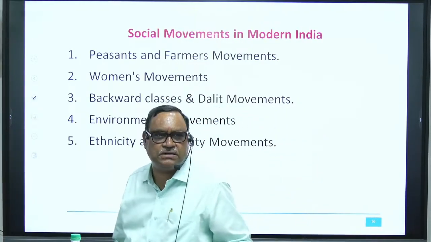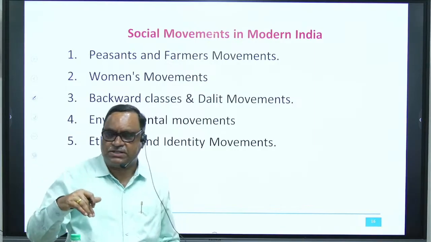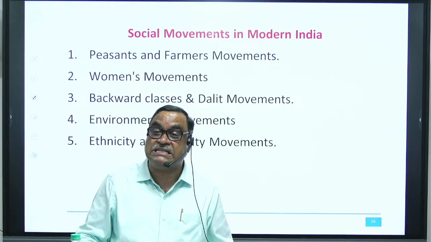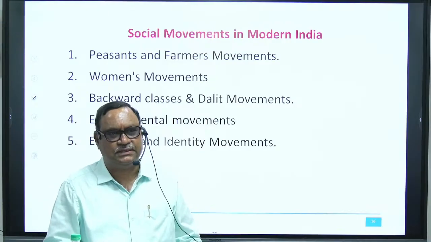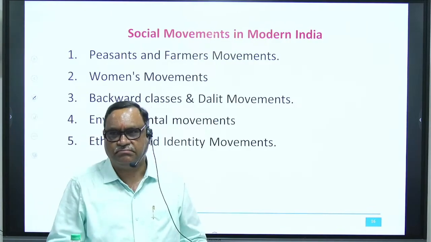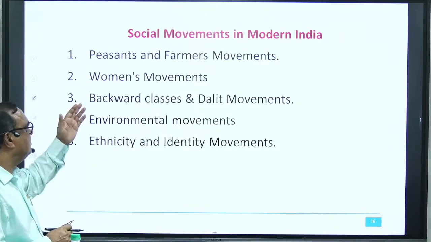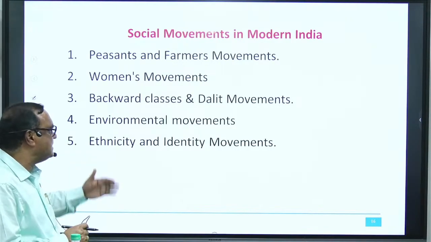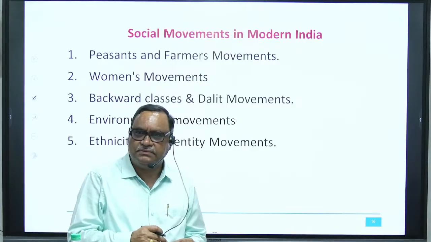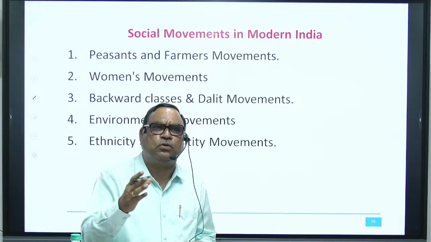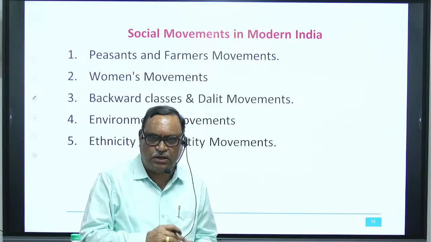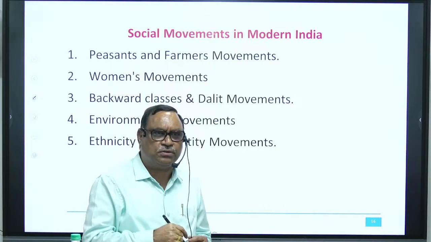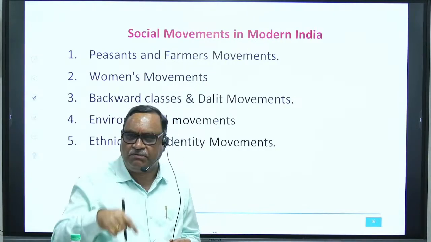We discuss all these movements. Peasants and farmers movements. And the latest movements: recently you might have seen the Punjab and Haryana farmers movement. Farmers have agitated against the Government of India and have come out with different demands. Like that, peasants and farmers movements, women's movements, backward classes and Dalit movements, environmental movements, ethnicity and identity movements. For example, in Manipur recently we have witnessed the Kuki-Meitei conflict. Kuki and Meitei are two tribes in Manipur, and there is a continuous conflict between them.